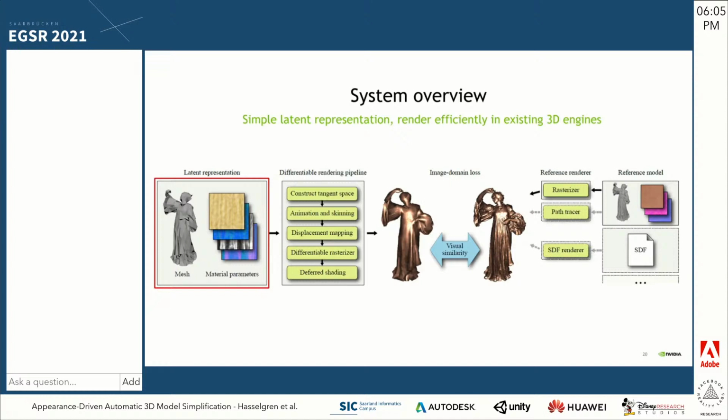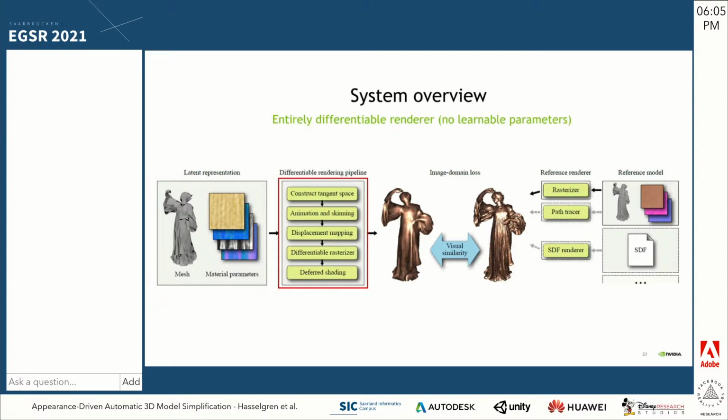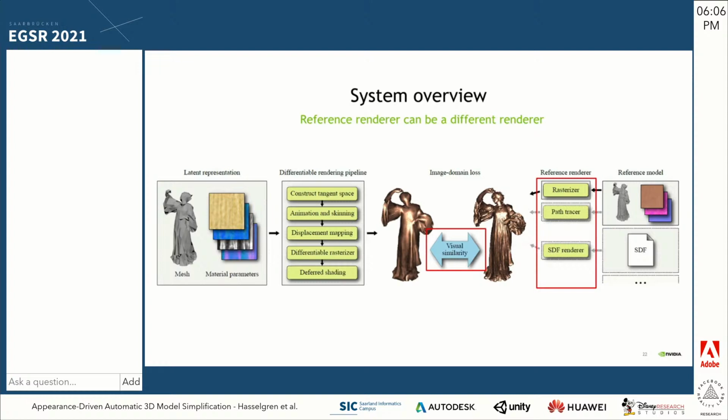We render the asset using a differentiable rendering pipeline, where we have some functionality to construct tangent space, we can do animation skinning, displacement mapping, and so on. And of course, we have a differentiable renderer here. It's a differentiable rasterizer using deferred shading. So we get the image of the statue shown on the left here, and we compare it using a visual image loss to the reference shown on the right.